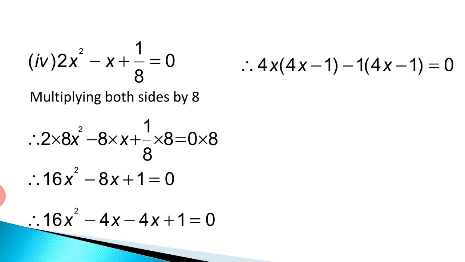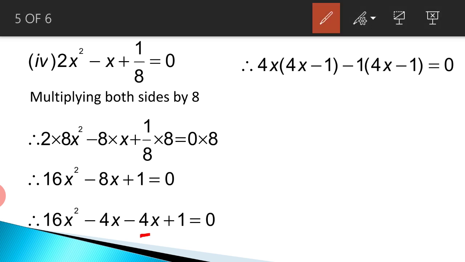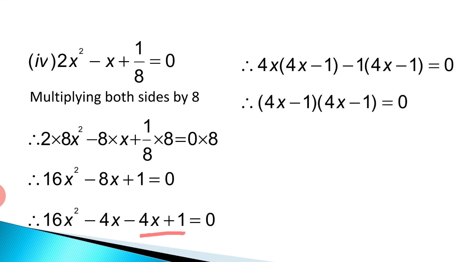Now from the first two terms you can take 4x common, so it will be 4x minus 1. 4x into 4x minus 1 minus, from the last two terms you can take nothing common. So which number is there? Always by default 1. So we have taken minus 1 common, so in the bracket you will get 4x minus 1. Then 4x minus 1 is common. So what is left? 4x minus 1 is equal to 0.